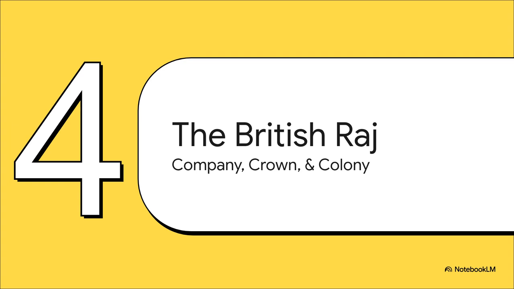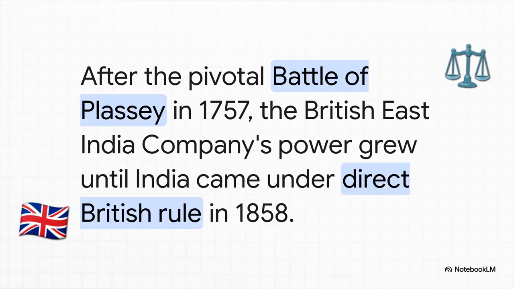And this time, the new power didn't come over the mountains. It came by sea. Which leads us to Section 4, the British Raj. Now, this wasn't a sudden invasion. It was a slow burn. It started with a corporation, of all things, the British East India Company. They were just supposed to be traders.